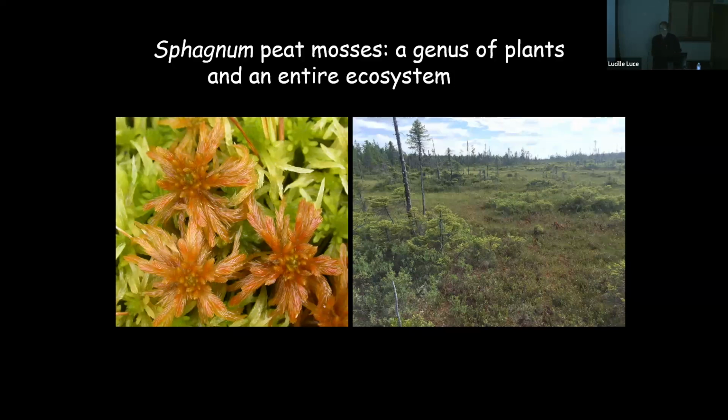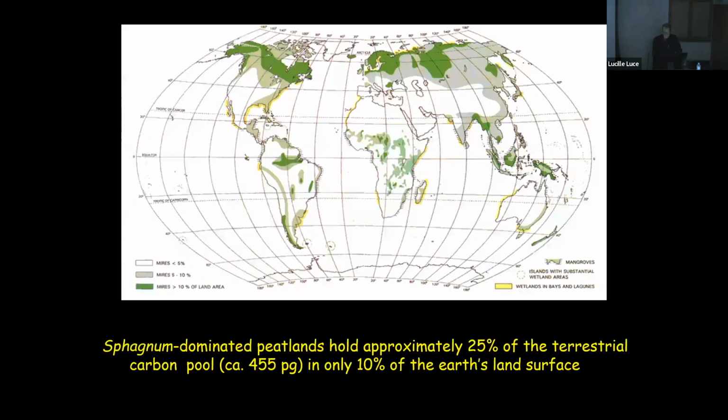So Sphagnum is one of the larger genera of mosses. It's also an entire ecosystem that forms really a subfield of ecology, peatland ecology. So it's really kind of unique in that way. Peatlands are found throughout the world. They're not all sphagnum-dominated peatlands, especially down in the tropics.